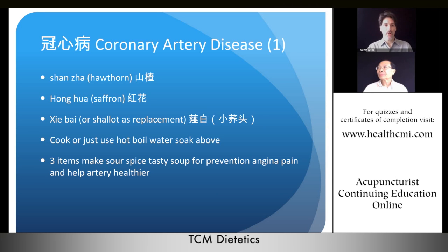So use hawthorn berry in the diet every day, and there are many ways to do that. We'll go over that, along with saffron and shallots, which can replace shiebai. We'll go over these things in a moment. They will prevent long-term blockage, and then we don't need stents or surgery. This is a terrible problem in the United States, very serious, and these are some techniques to protect the coronary artery.